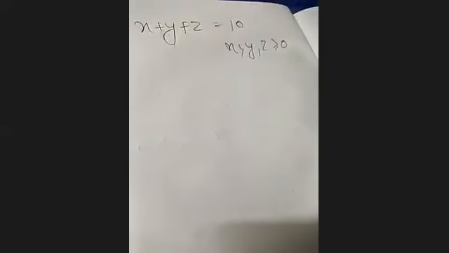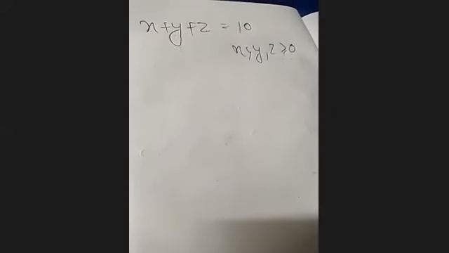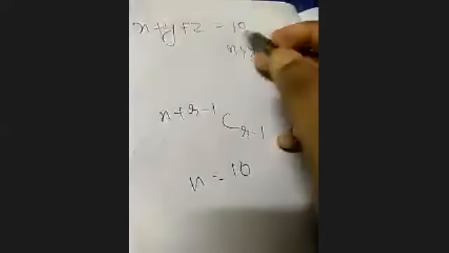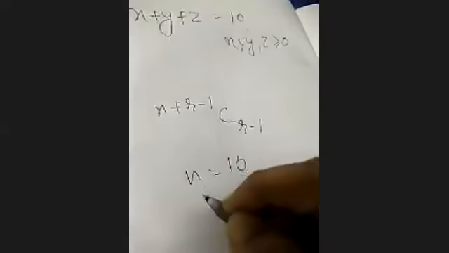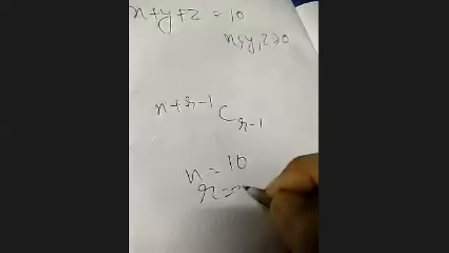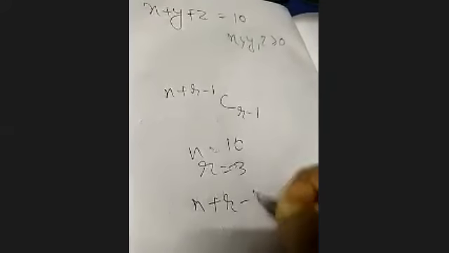3 variables. And what is the value of their sum? 10. So the formula tells you (n plus r minus 1) choose (r minus 1). Here n equal to 10, the value of the summation, and r is the number of variables, that is 3. So the number of integral solutions is nothing but (n plus r minus 1) choose (r minus 1).